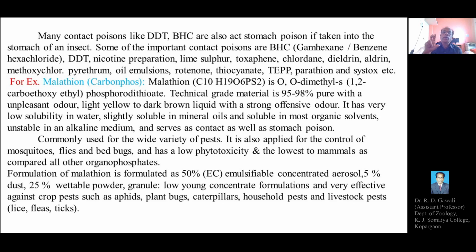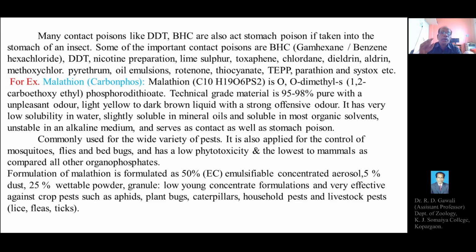So this is an organophosphate category of pesticide. Malathion is an organophosphate type of pesticide. It has several properties, as we have already read, and it is commonly used for a wide variety of pests, as a contact or stomach poison, and for the control of mosquitoes, flies and bed bugs. It has low phytotoxicity and low toxicity to mammals compared to other organophosphates.